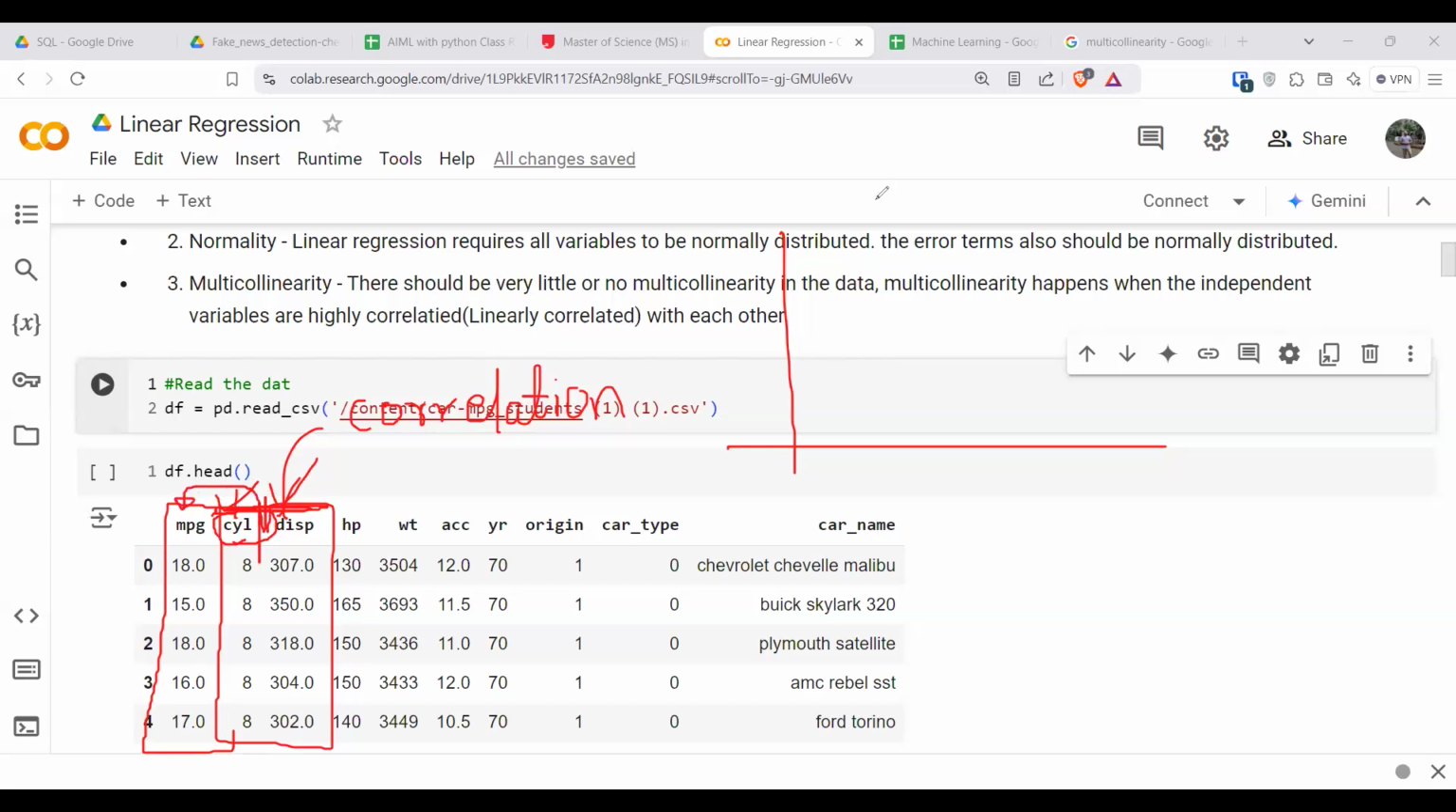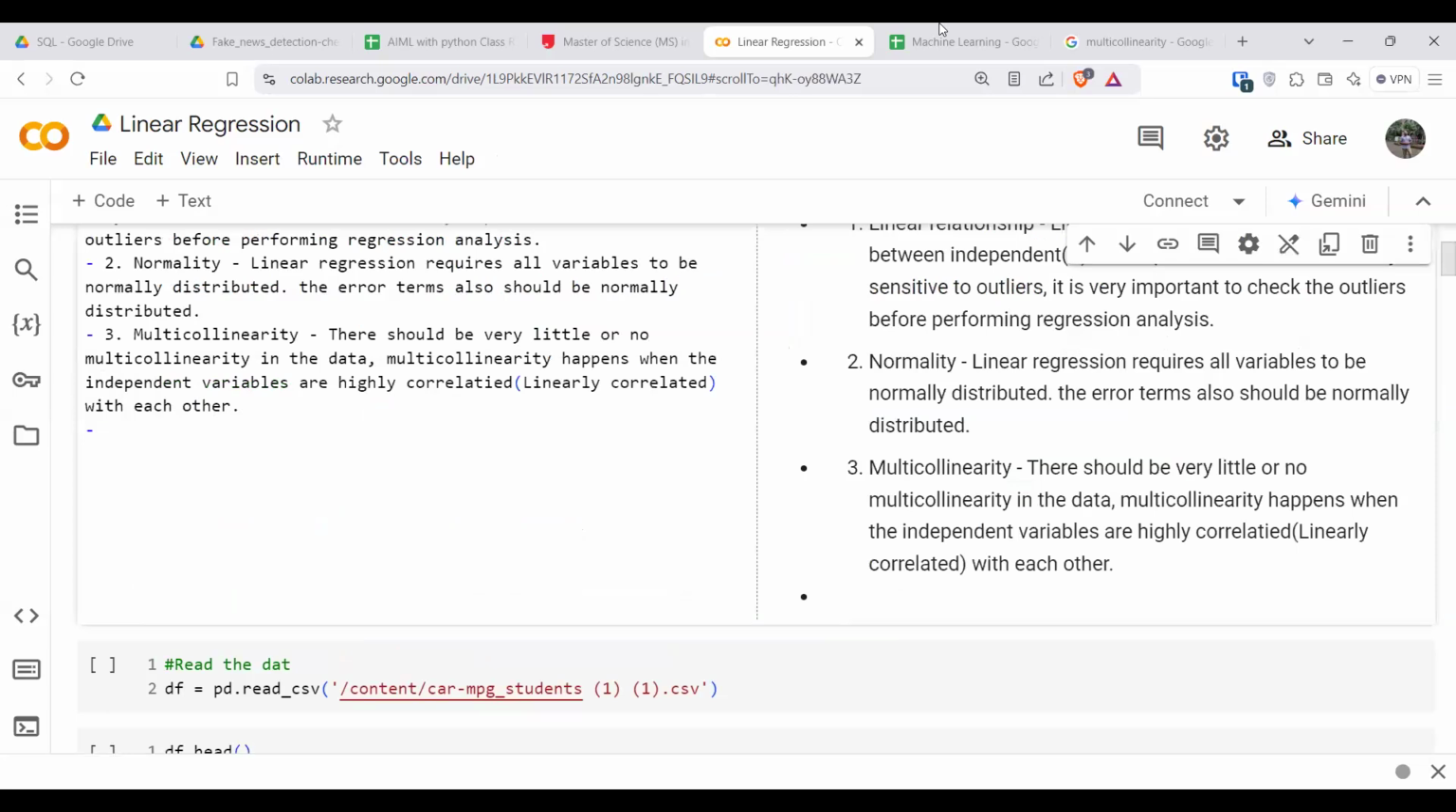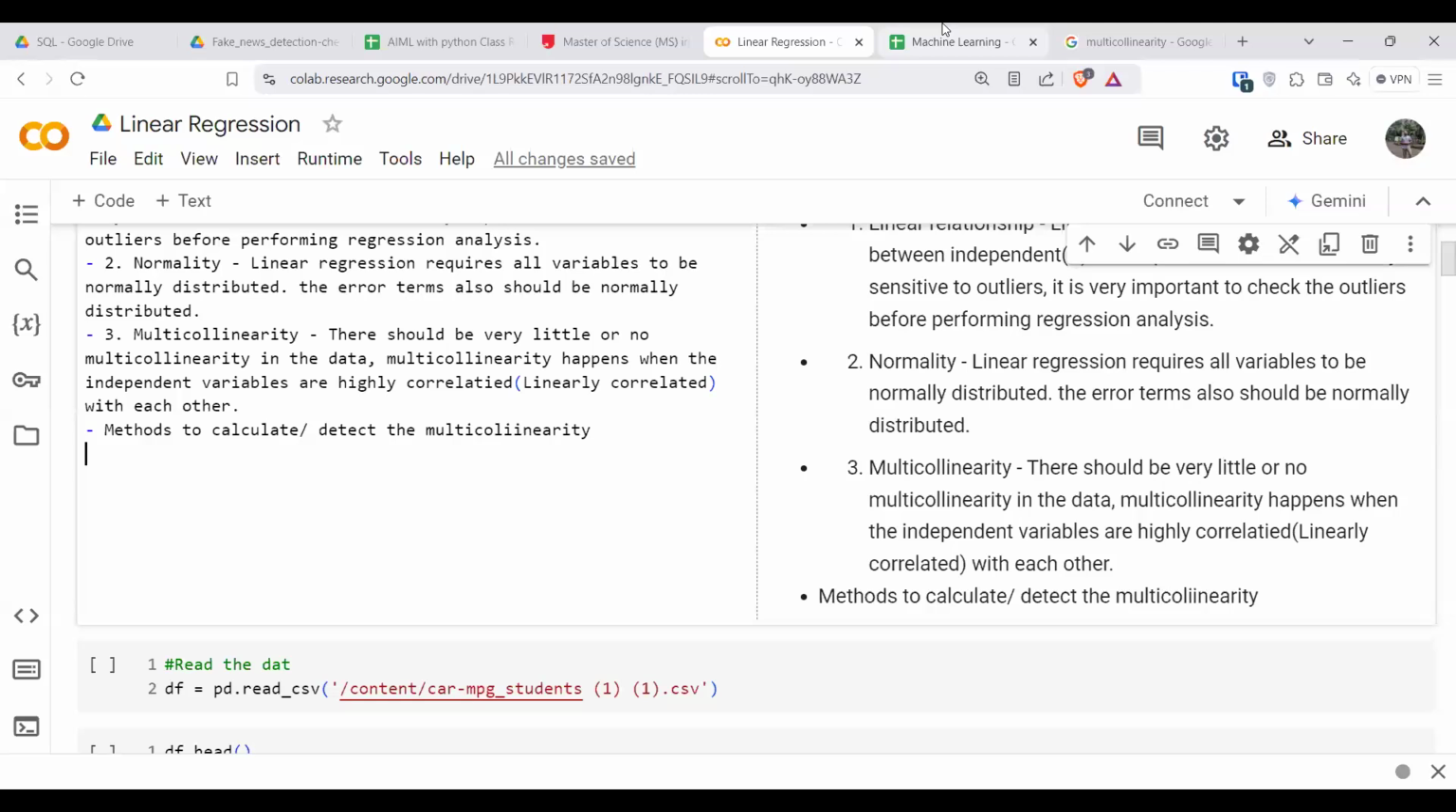Don't worry if it is not understood. We are going to spend a separate time on this particular topic. So if it's still not clear, don't worry about that. We'll see this after some time, right? So there are different methods to calculate or detect multicollinearity. This is also something which we are going to discuss after some time.